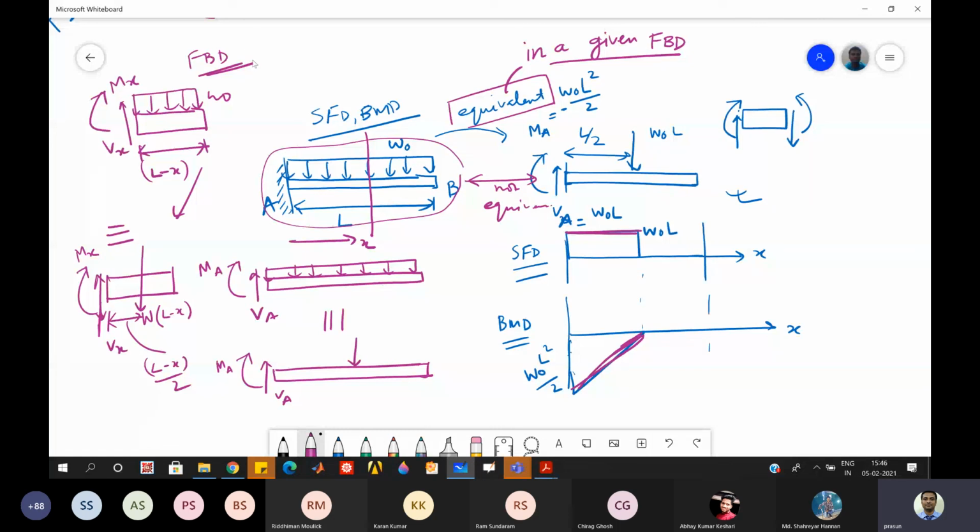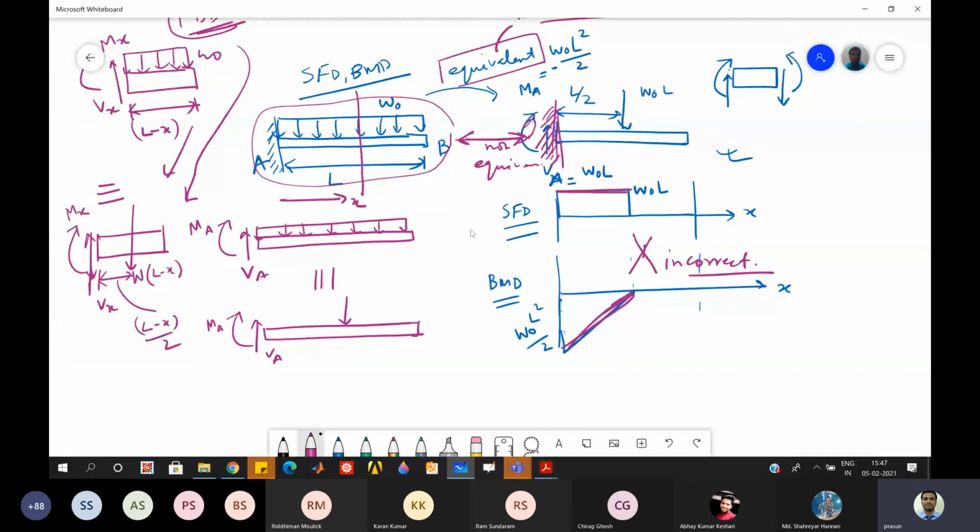Once you are in a free body, then you say that this is equivalent. But these two are not equivalent. This is not a free body, so this is not equivalent. You understand? So these two are not equivalent. If somebody is doing it this way, this is incorrect. All right, so sometimes we have seen that people make mistakes of this kind. So please make a note of it, okay?